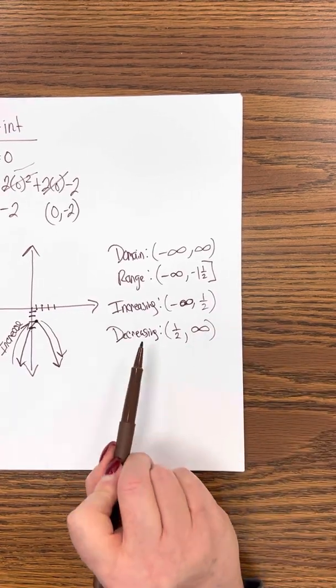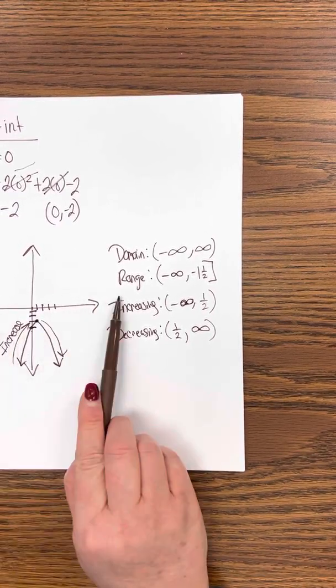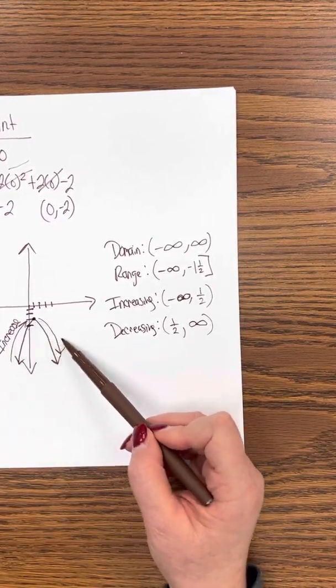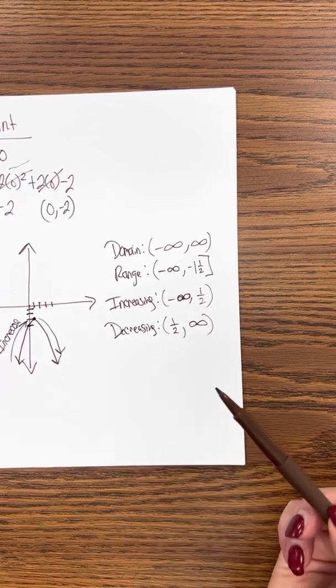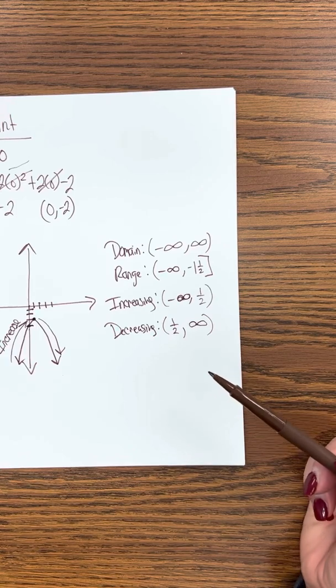Remember, on your increasing and decreasing, it's like you're doing the domain. Okay, think of it like that. Except you're just doing half of the parabola at a time. Think of it like that. Okay? All right, so that's it on that one.